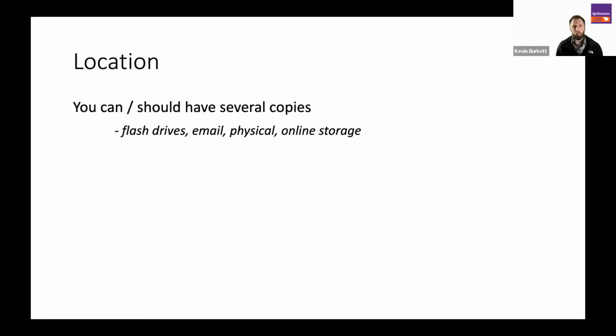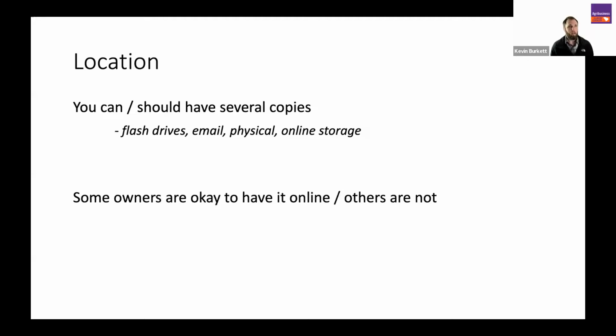You can and should have several copies, and this can be done a number of different ways. It could be flash drives, emailed or physical copies, or located somewhere online. Some owners and managers are okay having most of the information online. If a lot of what you do for your business is already there, you may be comfortable with that. But others would probably prefer the physical route: I'm going to write this out by hand, make a couple copies, and share it out that way. So it's at the discretion of the farm and what they're most comfortable doing.